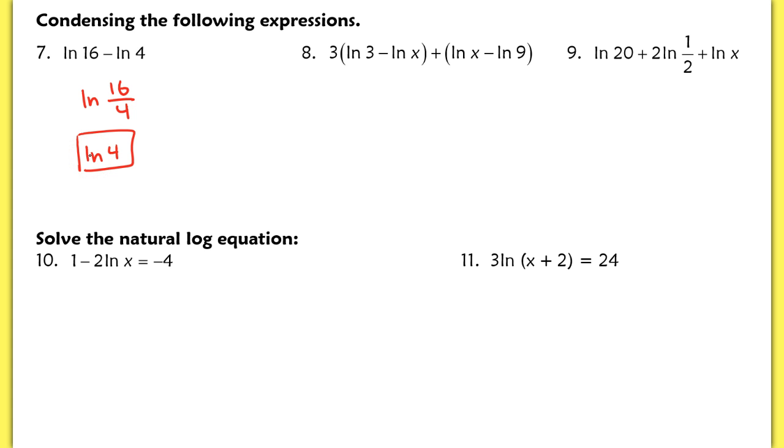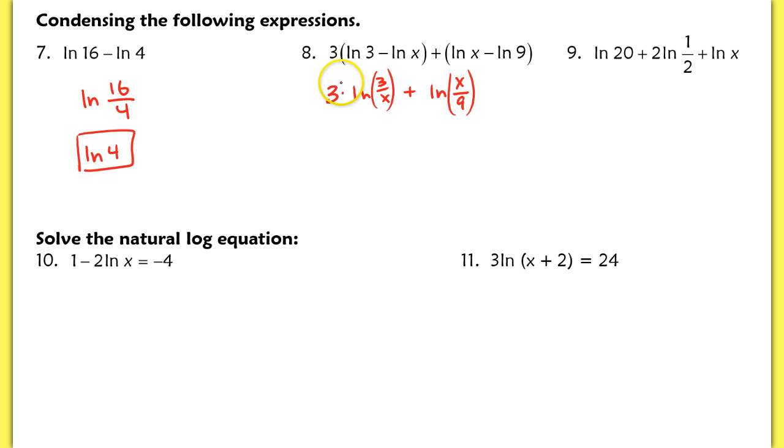Number 8. When I look at this, I have the natural log of 3 minus the natural log of x in parentheses, so I'm going to write that as 3 times the natural log of 3 over x plus the natural log of x over 9. So I'm changing both of these into a quotient.